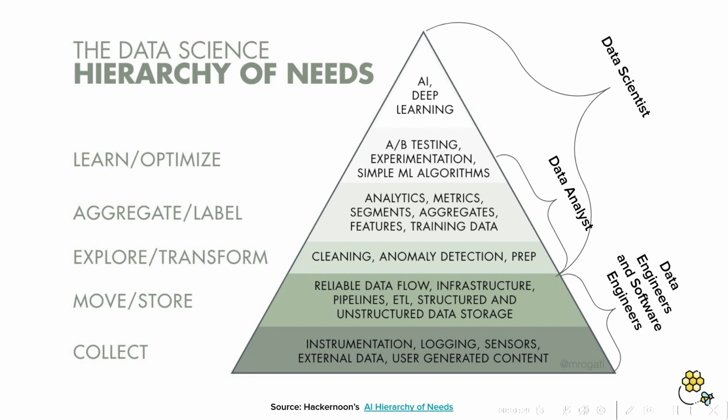As a rough estimate, a data analyst would spend 95% of their time in the explore, transform, and aggregate label levels of the hierarchy, slicing and dicing and aggregating data in a way that is useful for decision making in the company. The work of data scientists and data analysts are not separate. They build on each other. And without the crucial work of data analysts, data scientists would not be able to do their work.